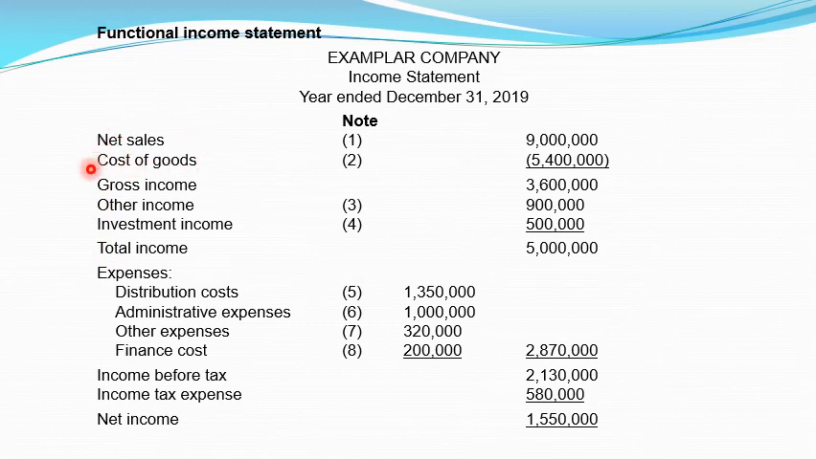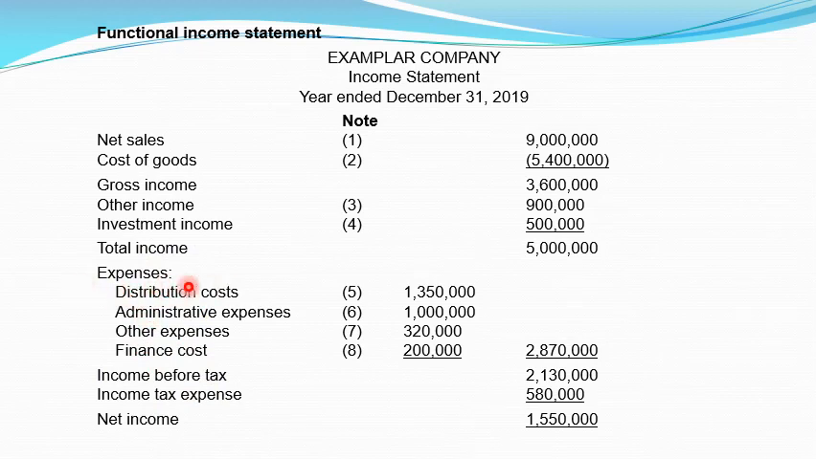Ito yung functional income statement. Kaya din siya tinatawag na cost of goods sold presentation or cost of goods sold method, cost of sales method, kasi dito pinapresent natin yung cost of goods sold, regardless of the nature. Ano yung nature? Let's say depreciation expense. Okay? So, hindi nakita dito yung nature.